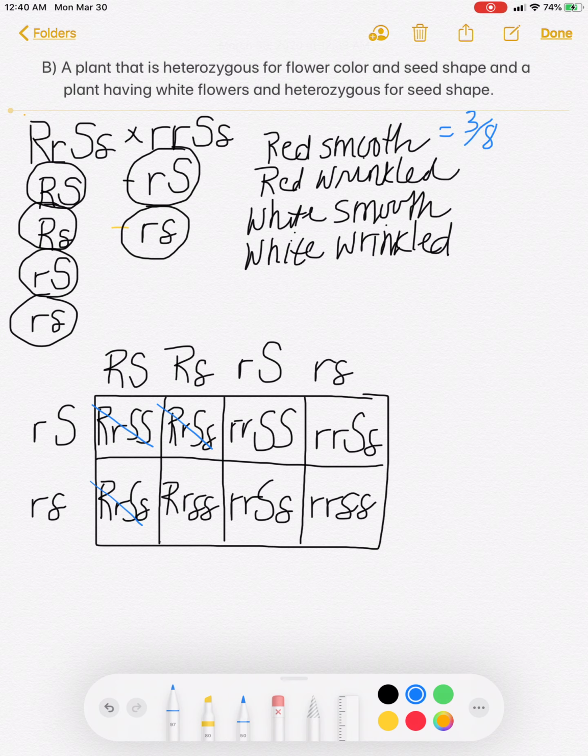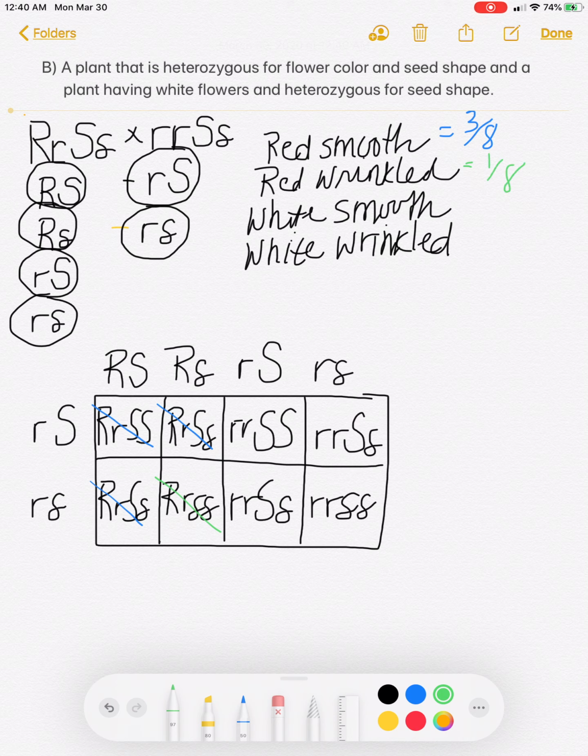All right, now we're looking for a red and wrinkled. Okay, so that's a capital R. The wrinkled is 2 little s's, so I have got 1 of those. Let's see, is that right? Yes. I feel like I'm doing something wrong here. Okay, I know what I'm doing. So this is 1 out of 8.